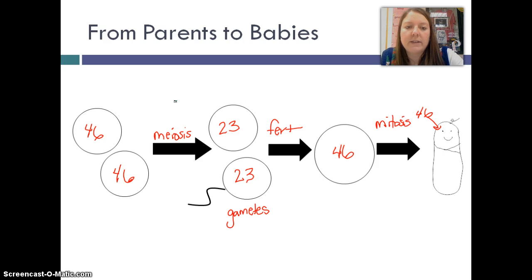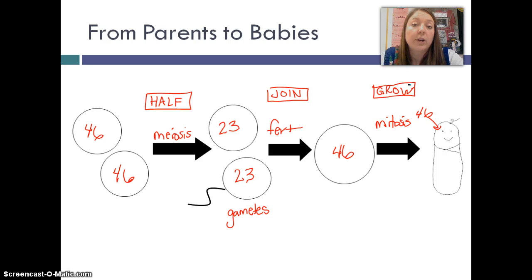Now, when I tend to think of these, I tend to think of keywords. So I'm going to put a little box around here. The key word for meiosis is half, or cutting the chromosomes in half. The key word I like to remember for fertilization is join. Sperm and egg gametes join together to make a baby. And the key word for mitosis, you can probably guess it. For me, I think of the word grow. So I hope those help you when you take the quiz.